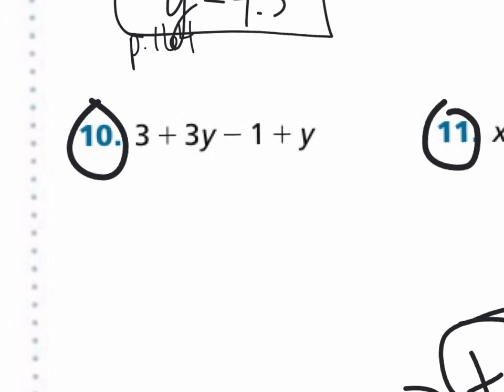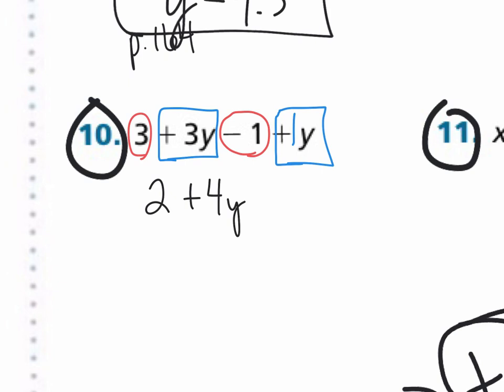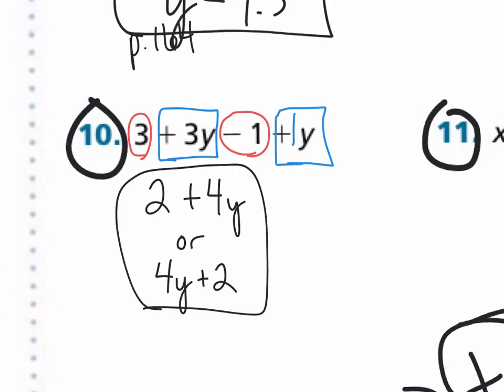If we go to number 10, on 10 we've got a constant, just a plain number here. We've got another constant, so we can combine those together. So 3 minus 1 is 2. And then we also have like terms with y's. The second one, we can put a 1 in front of it. So 3y plus 1y would be 4y. So we could have 2 plus 4y. The commutative property, you can change the order since they're adding. If you wanted to, you could write that as 4y plus 2. Either of those would be correct.